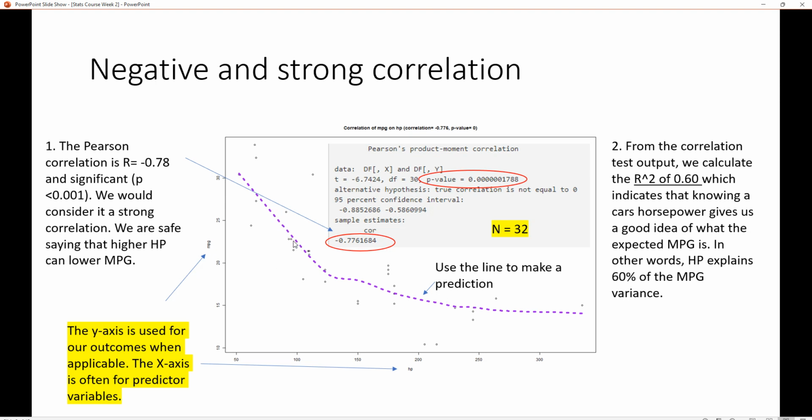So in this example, the Pearson correlation coefficient of r is negative 0.78, and it is significant with the p-value of less than 0.001. There's a very low chance that we'd be wrong in saying that there is a strong relationship between horsepower and miles per gallon. In other words, we're safe saying that higher horsepowers can lower your miles per gallon.